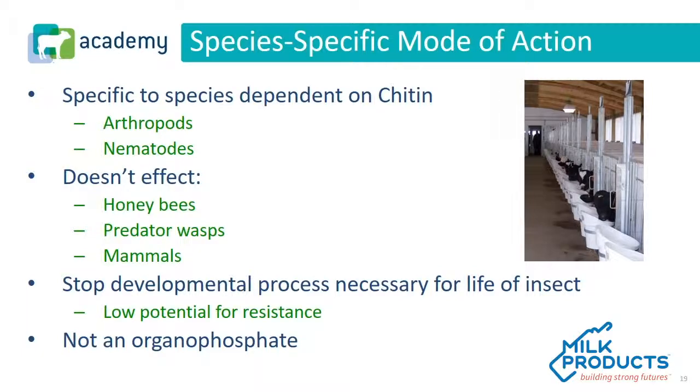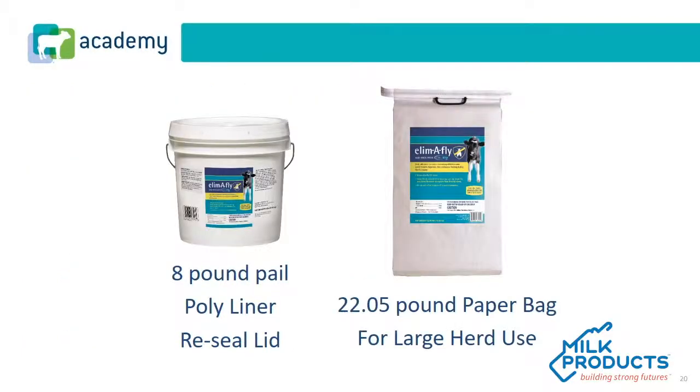And because it stops a developmental process necessary for life of the insect, and it stops it completely, there's a low potential for the target species of flies developing resistance to Elim-A-fly. And lastly, it's not an organophosphate. Therefore, its cross-species toxicity is very limited, and it's not as highly regulated as organophosphates are. Elim-A-fly is available in an 8-pound pail or a 22.05-pound paper bag for large herd use.